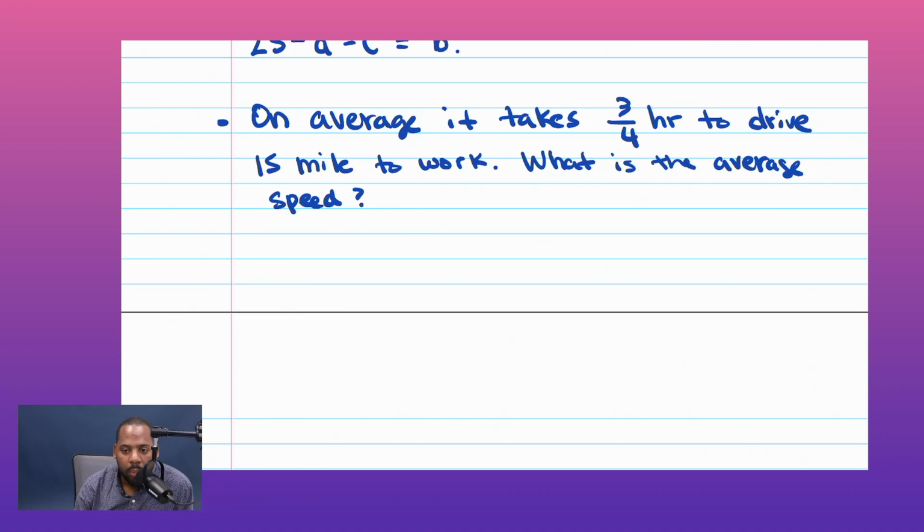So we have a formula for this. And so my formula is distance is equal to my rate times time. So D is equal to RT. And so we're just going to plug in what we know. We know my time is 3/4 of an hour. And we know we're driving 15 miles. So let's figure out our speed. In this case, our speed is our rate. So I know everything except R.